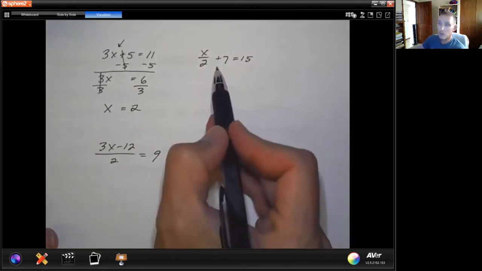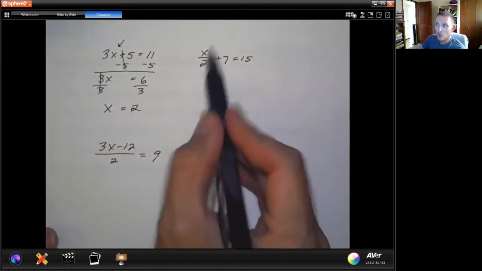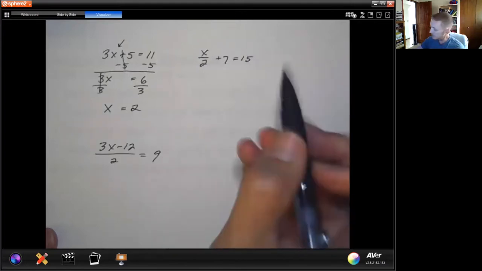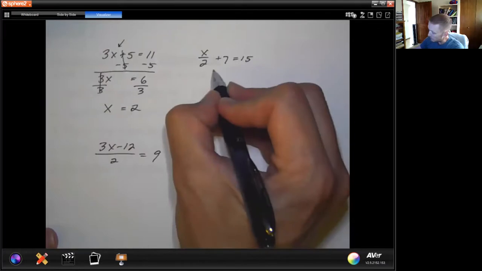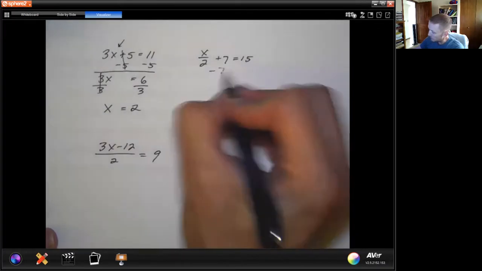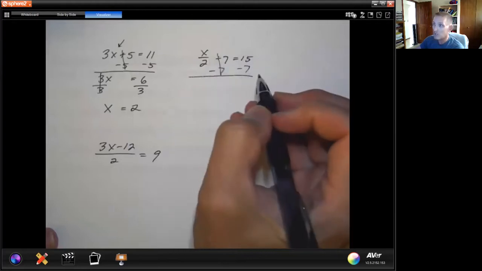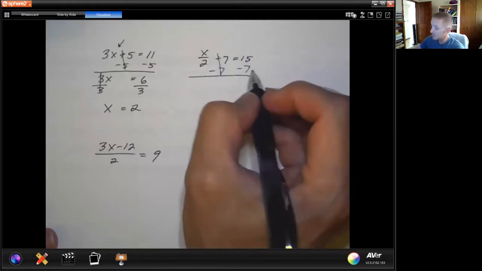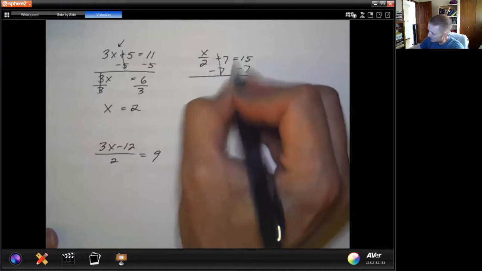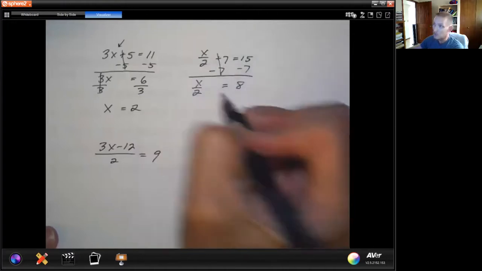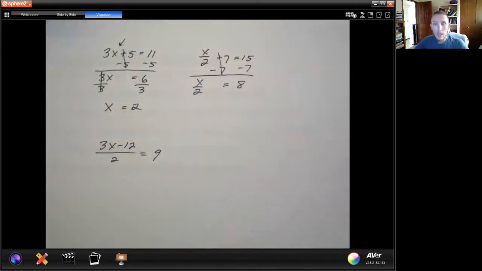The second example, we have x over 2, which means division, plus 7 equals 15. So we're going to start by undoing the addition and subtraction. We're going to subtract 7 from both sides. The 7's cancel out because they make 0. 15 minus 7 is 8. Bring down the equals. Bring down the x divided by 2. X divided by 2 means division, so we're going to multiply.